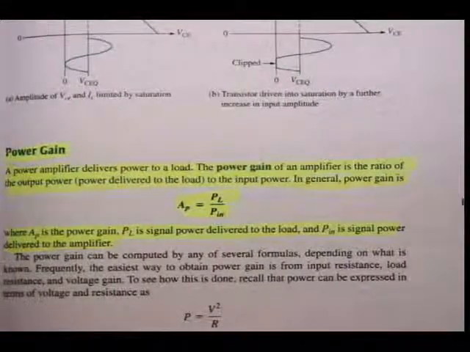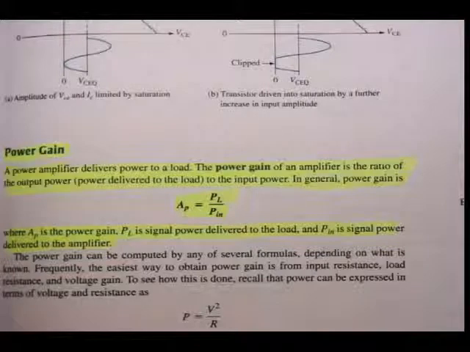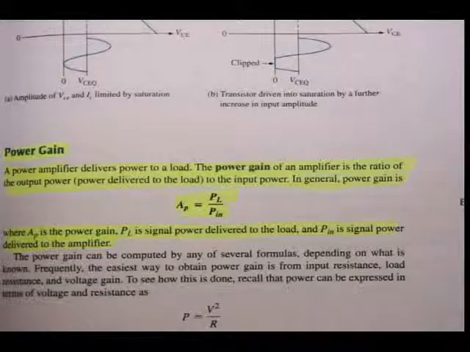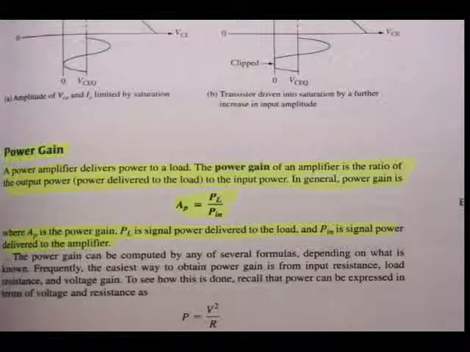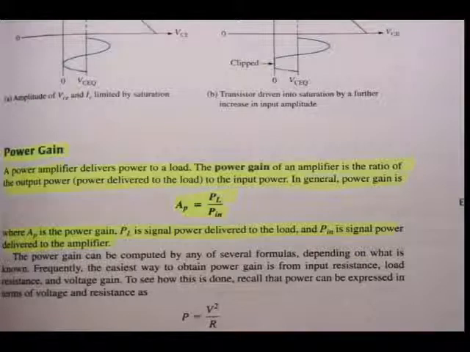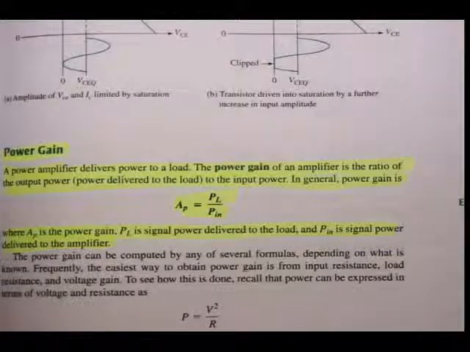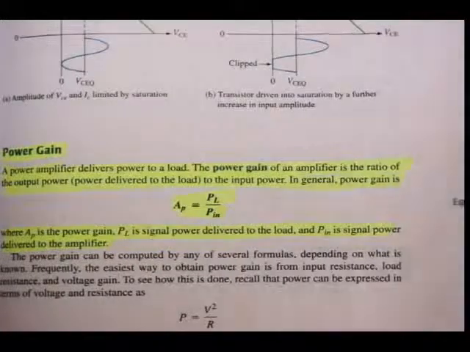We're not going to do any calculations in this chapter, so it's all just background theory. That's why I just want you to mark some of the sections here. But the power gain: a power amplifier delivers power to a load. The power gain of an amplifier is the ratio of the output power, that's the power delivered to the load, to the input power. In general, power gain is AP equal to PL over Pin, where AP is the power gain, PL is the signal power delivered to the load, and Pin is the signal power delivered to the amplifier. So just for interest's sake there.